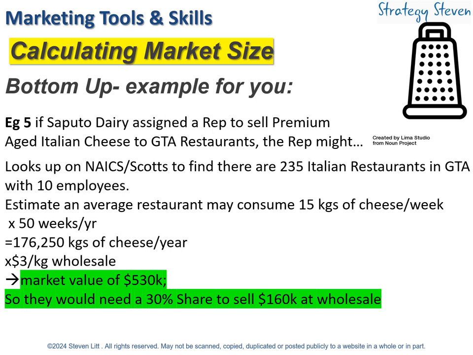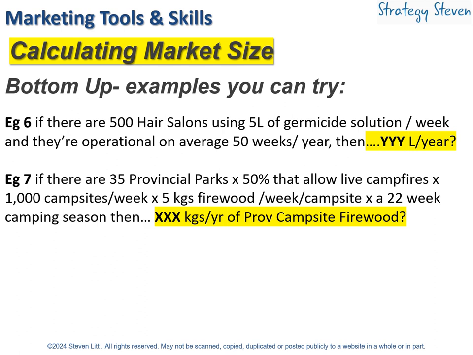And I hope you paused that and came out with a market value of just over $500,000, which, if you think about it, sounds like a lot, but even if you got 30% share, you'd be looking at a maximum $160,000 at wholesale. Wow, given what a sales rep gets paid and the expenses they involve, I would use this information to change the rep's territory to be a broader geographic territory, or potentially expand the types of institutions you would suggest they call upon. Here are a couple more bottom-up examples that you are encouraged to try out.